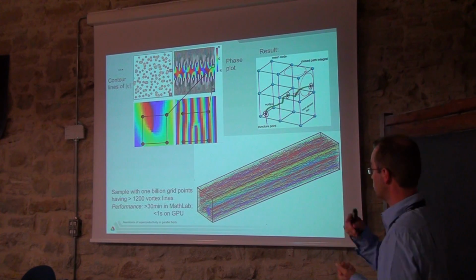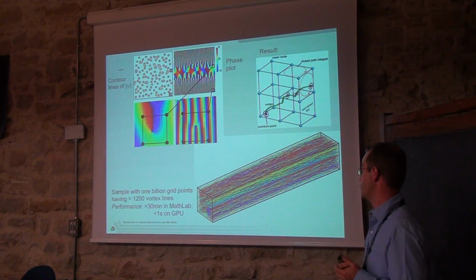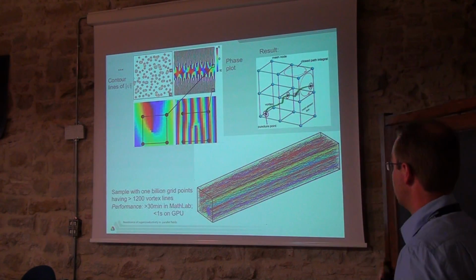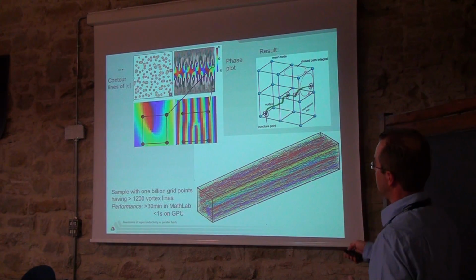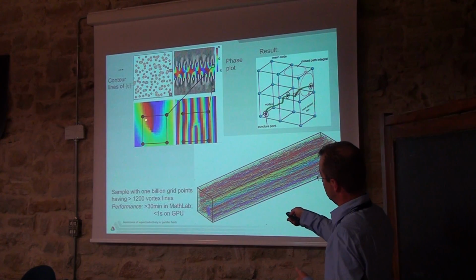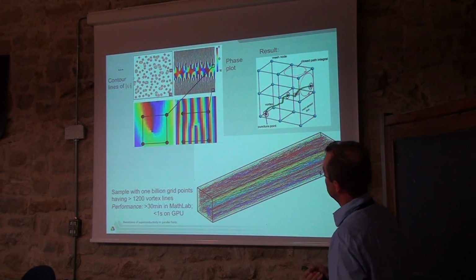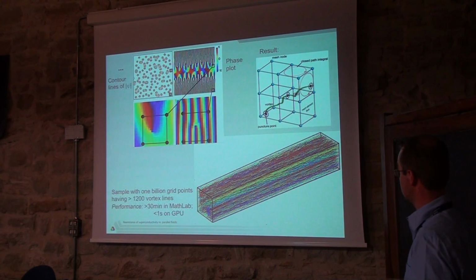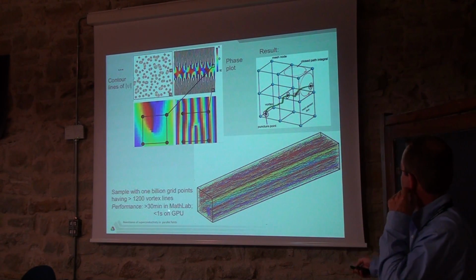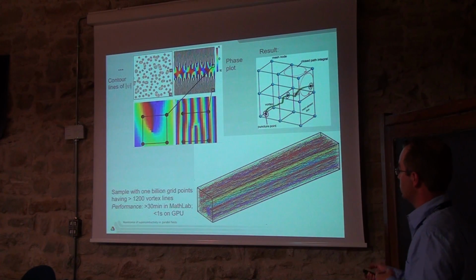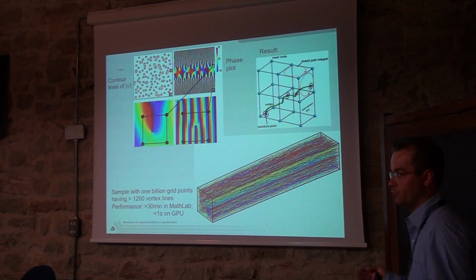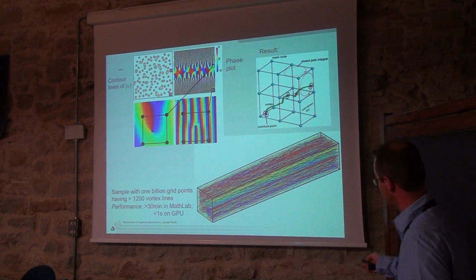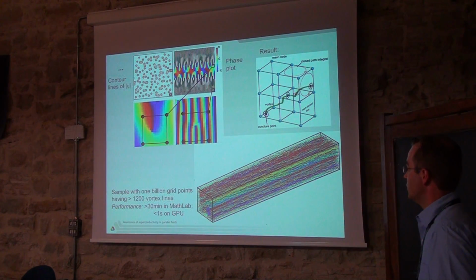In order to overcome this, you also need to gauge transform your order parameter field back, and then you can extract something like this here, where you do a simple line integral and extract all the vortex information. Just to show you what we can do, in a system with 1 billion degrees of freedom, we could track more than 1,200 vortex lines inside the system.